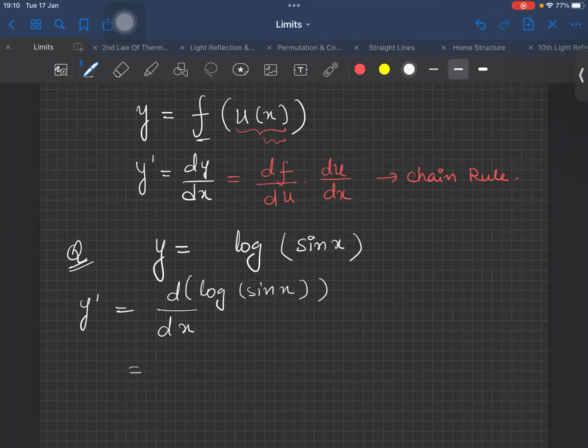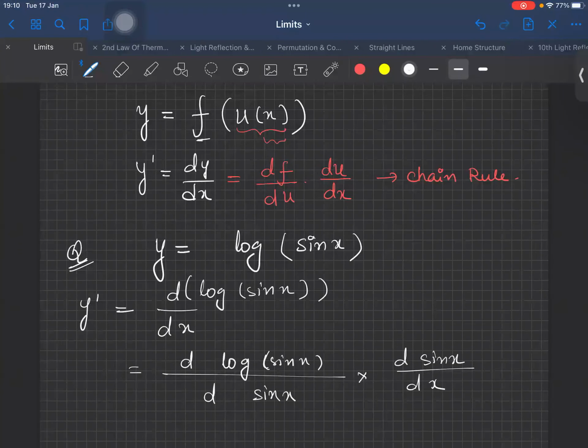So how do we write this? You will write this as d of log sine x with respect to sine x, multiplied by the derivative of sine x with respect to x. Now see, it is a little confusing, right? How do we find the derivative of a function with respect to another function? What you do is replace sine x with z. Let's say sine x is equal to z.